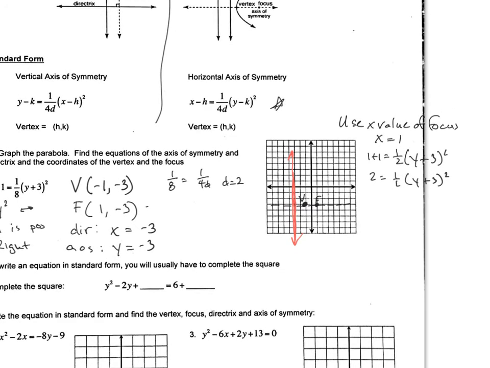It's 1/8. Sorry about that. I don't know where I got the 1/2 from. So this is 1/8. My fault. I would multiply both sides by 8 first to get rid of that 1/8. So this is 16 is equal to y plus 3 quantity squared. Now take the square root.